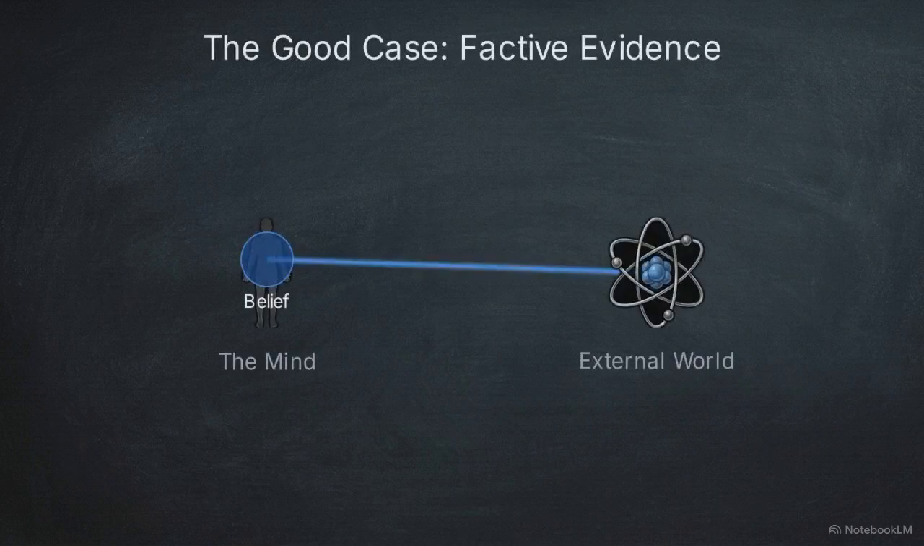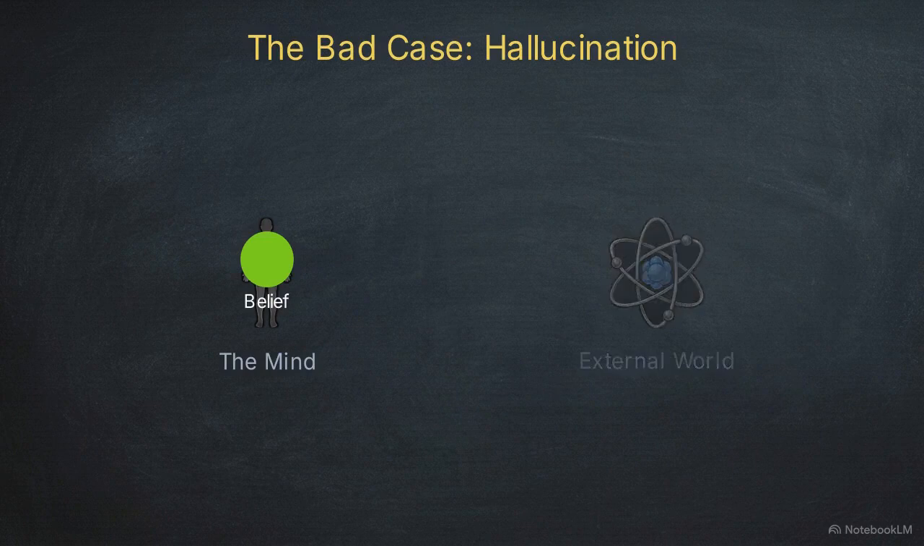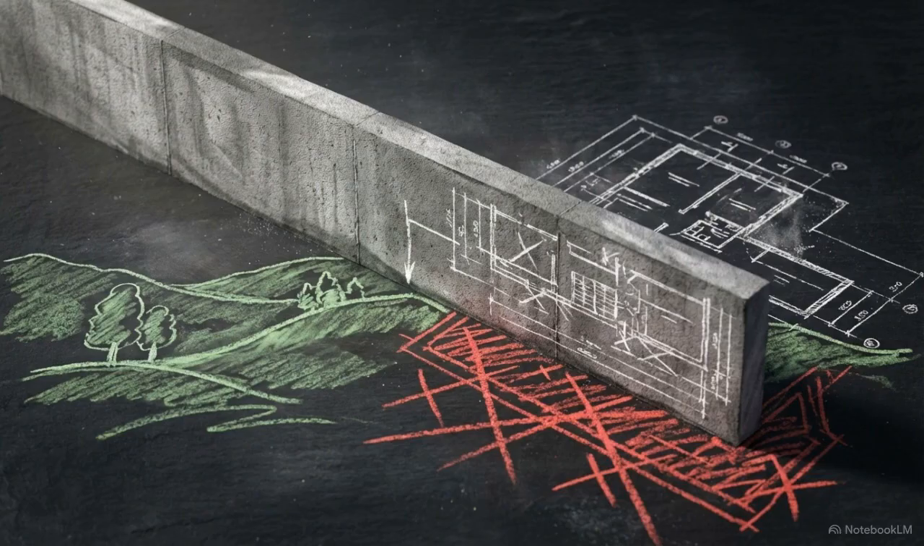This illustrates the good case. The physical link transfers a distinct class of factive evidence directly into the belief node, guaranteeing truth. In the bad case, a hallucination, the tether to the external world shatters. The mind is left isolated, possessing a structurally inferior warrant. Epistemological disjunctivism treats the veil of perception as a false premise rather than an obstacle to be overcome.